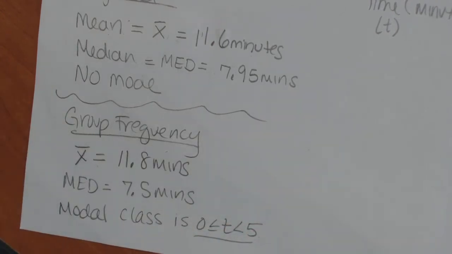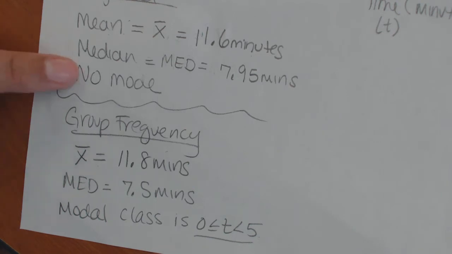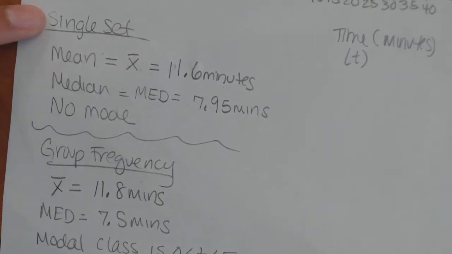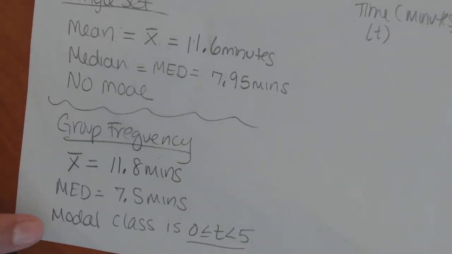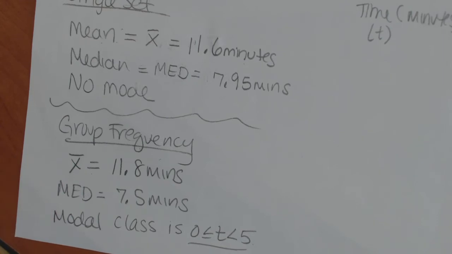So when I ask for a modal class, I'm actually asking you to look. Who has the highest frequency? Write down that class. So we may not have a single number that repeats or occurs the most. We do have a group that occurs the most, which has the highest frequency. So that's the difference between mode and modal class. Okay.